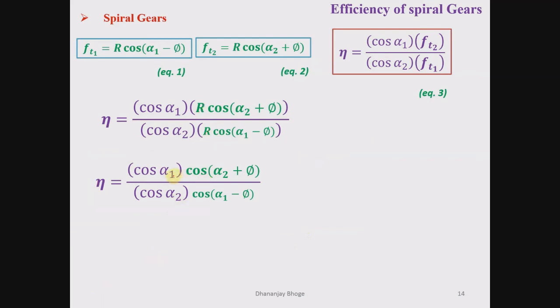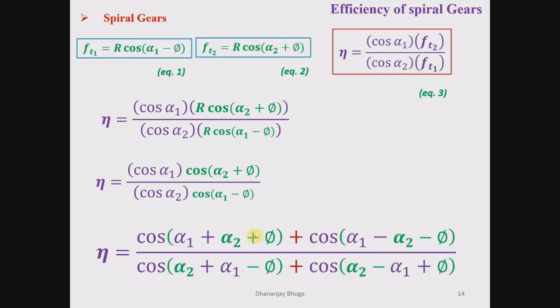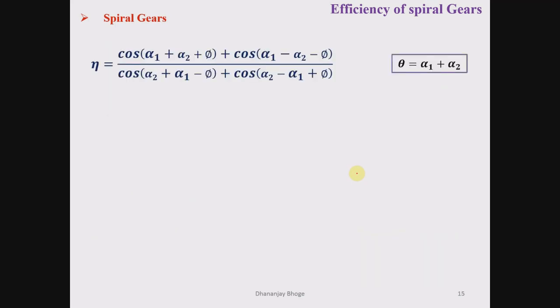Cos A cos B is cos A plus B, that is alpha 1 plus alpha 2 plus phi, plus cos A minus B, alpha 1 minus alpha 2 minus phi. Same thing in the denominator. So you will get this. Efficiency is cos of alpha 1 plus alpha 2 plus phi plus cos of alpha 1 minus alpha 2 minus phi, and similarly the denominator will come below.